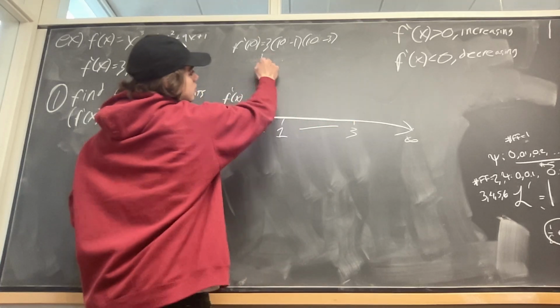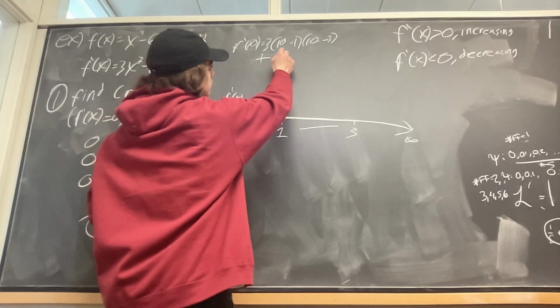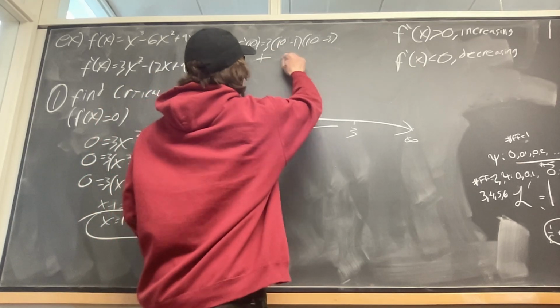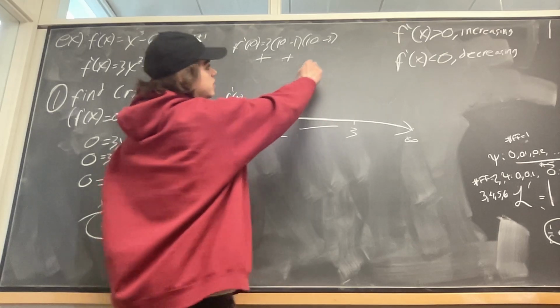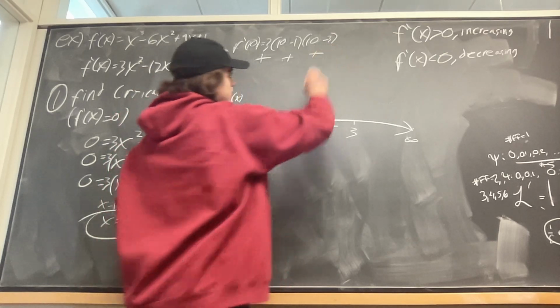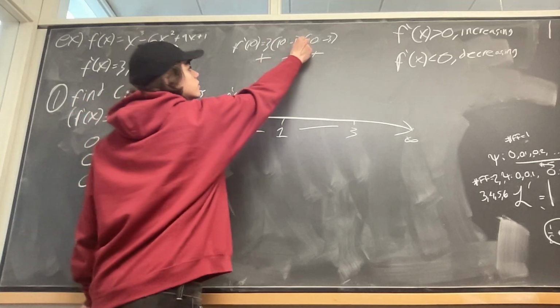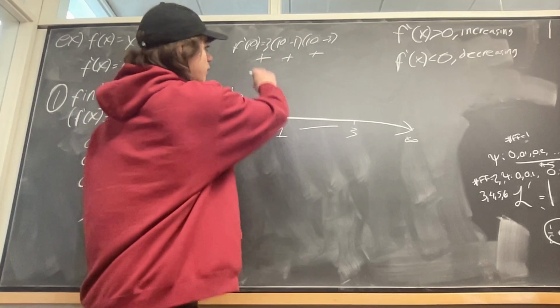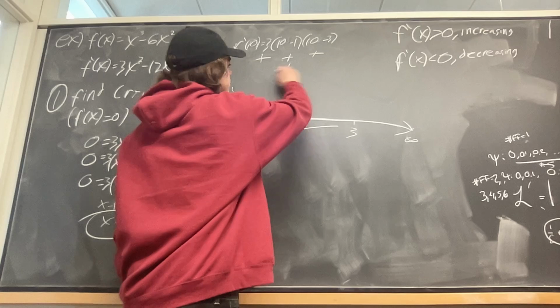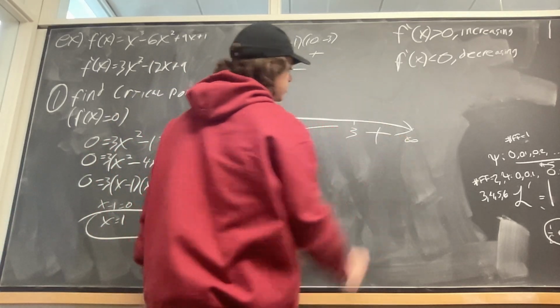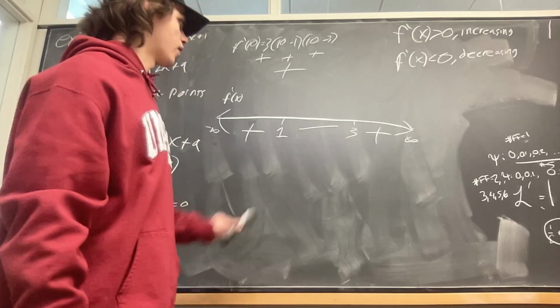So 3, that's a positive. 10 minus 1, that comes out to 9, which is positive. And then 10 minus 3, that's also positive. You multiply those together because they're multiplied in the function here. Positive times a positive is a big old positive. So that means that between 3 and infinity, all the points between 3 and infinity, the graph is positive.